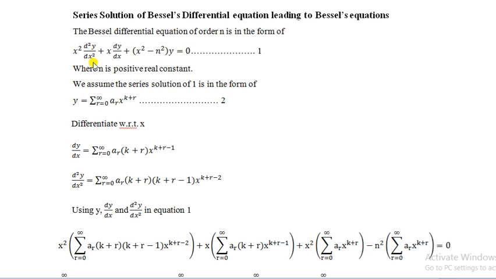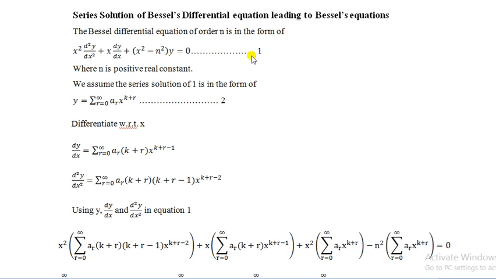Now we are using the Bessel differential equation to prove the series solution of Bessel's differential equation. So proof of the Bessel's equation. Use the Bessel's differential equation, say this one as equation number 1. Here n is the positive real constant.